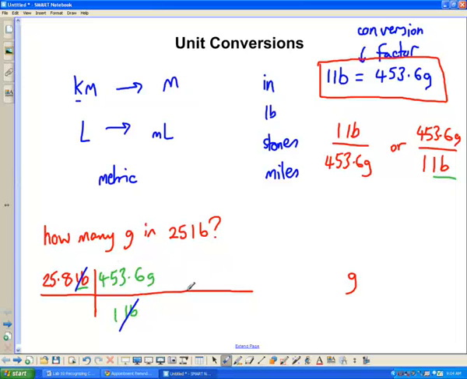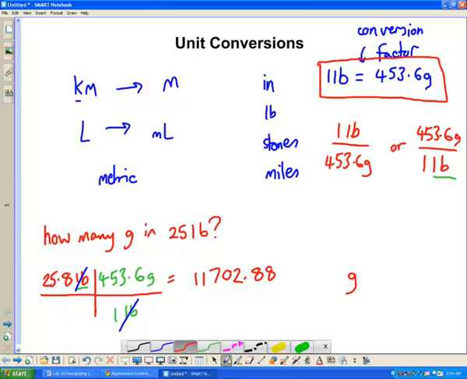Alright. Now at this point our picket fence is actually finished. We don't need to use it anymore, so we can just get rid of the rest here. And so all that's left now is just for us to calculate these two numbers, and what this will give us is 11702.88. That's what I get from my calculator. But we also have to think about significant figures too.